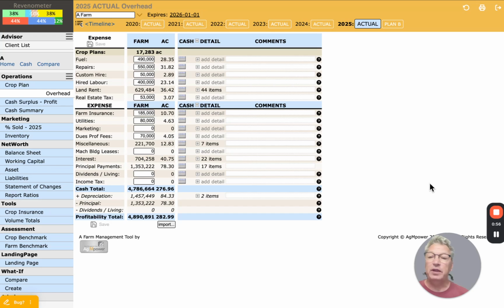On the overhead page, we enter all the expenses not associated with the crop inputs page. Here are the 18 accounts that we need to put in to make sure that we capture all of the expenses for your farm, both cash and non-cash items.